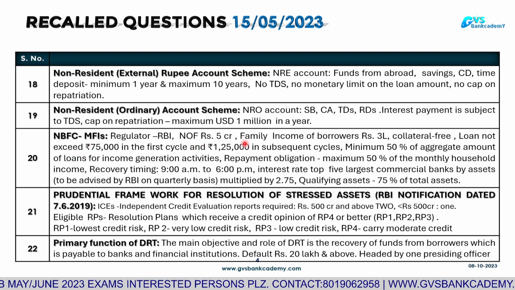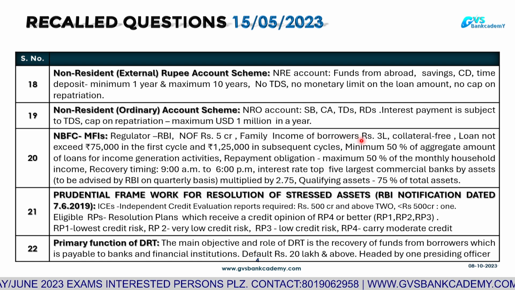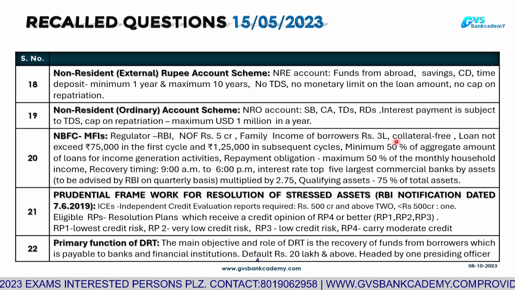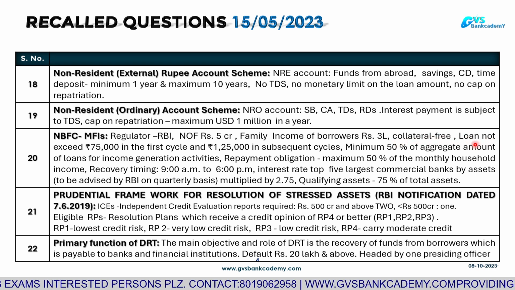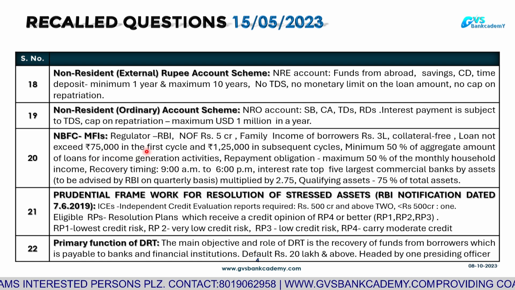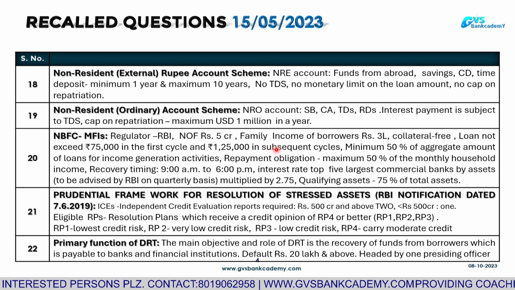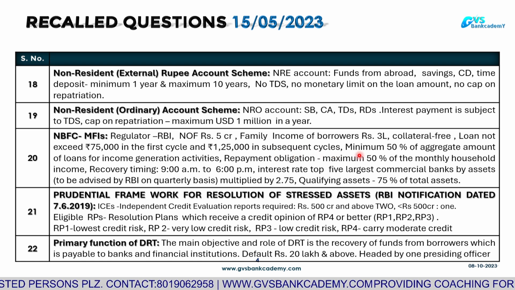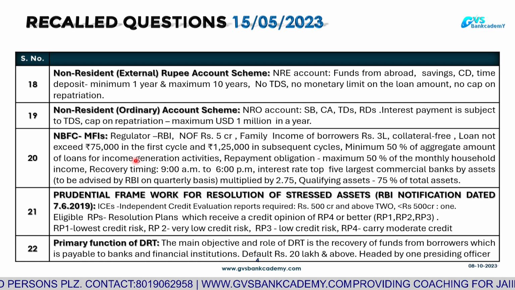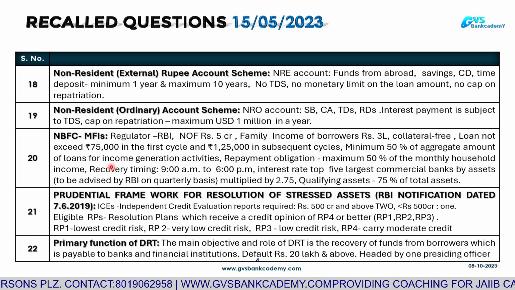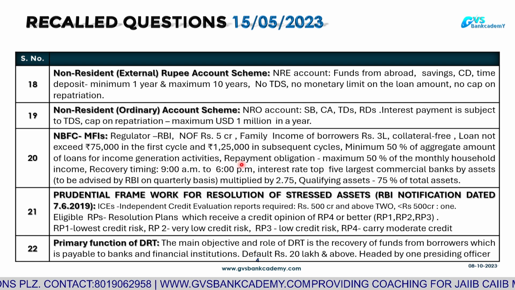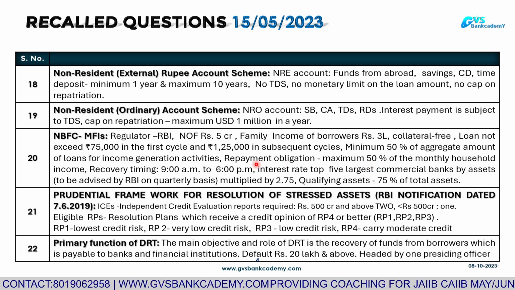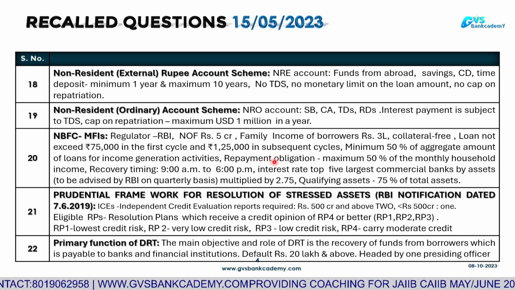Microfinance institution lending: family income of the borrower not exceeding 3 lakhs. Family income they have to see. No collateral. Loan not exceeding 75,000 in the first cycle. Subsequent second loan onwards maximum 1,25,000. Minimum 50% of the loan amount for income generation. Repayment obligation: monthly household income, only 50% towards loan repayment obligations.